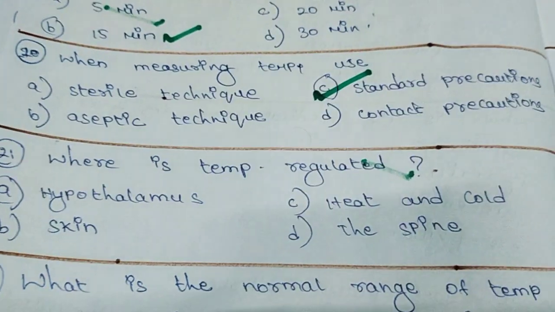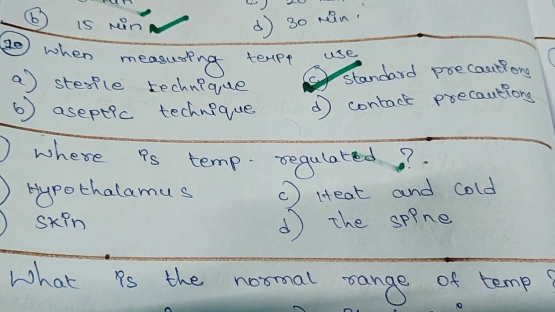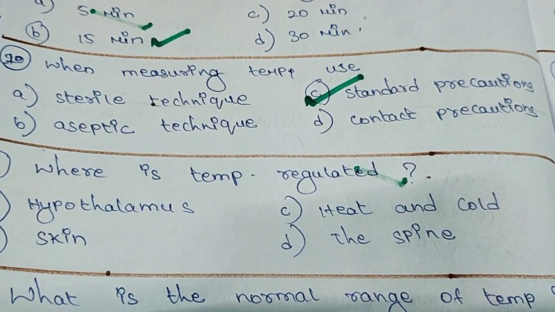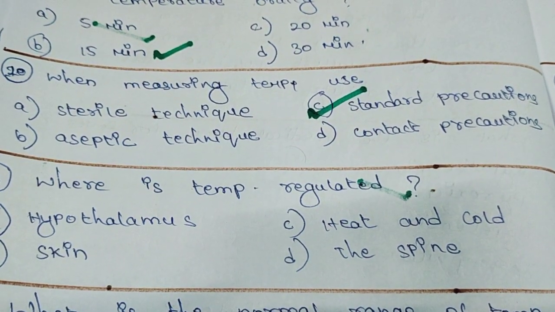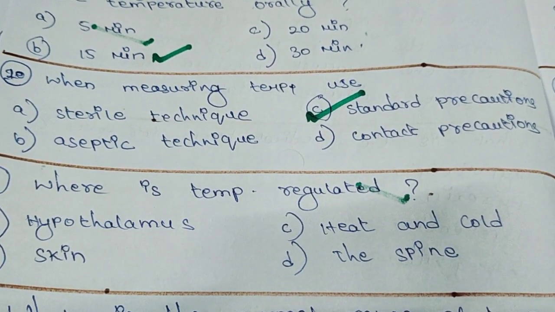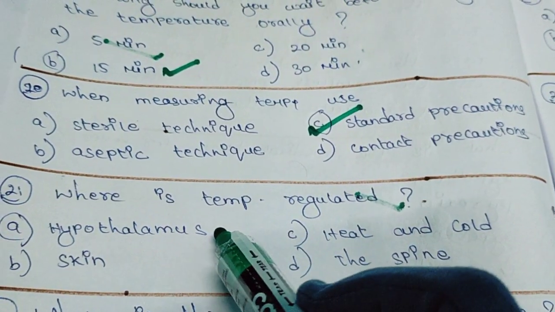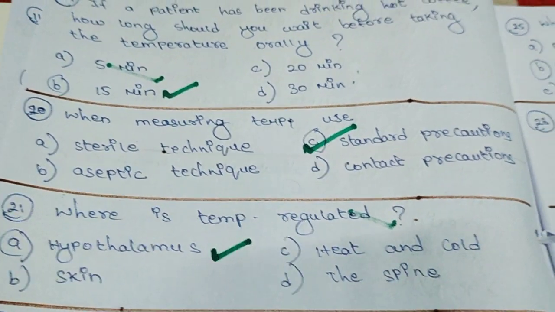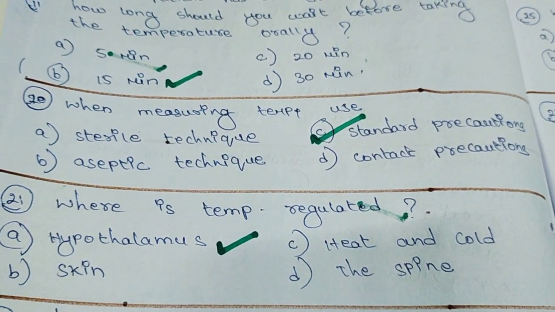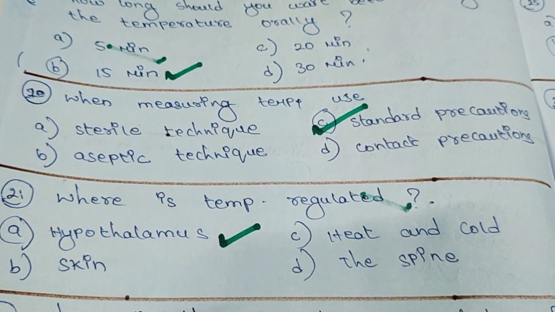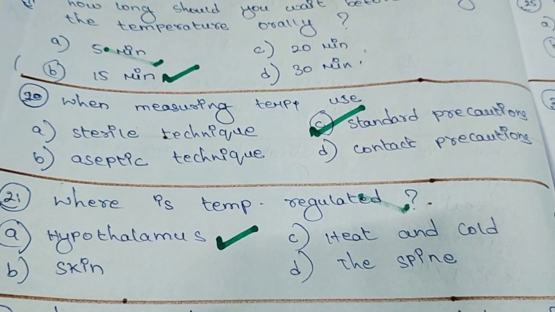Then next, where is temperature regulated? Which part of the body is regulating our body's temperature? Of course, it is in the brain, the master of our body, the control center, but there is a part called hypothalamus. So hypothalamus is the part which regulates the body's temperature. It is called the body's thermostat.